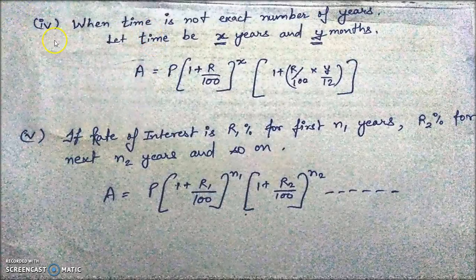So now the fourth formula, when the time is not an exact number of years, let the time be x years, say 3 years, and y months, say 3 months. So the amount is P times the simple part, (1 plus r by 100) to the power x, for 3 years, and the second part, (1 plus (r by 100) times (y by 12)). 3 by 12 is 1 by 4 for the number of months. That's how we calculate it. And for the fifth one, when the rate of interest is r1% for the first n1 years, and r2% for the next n2 years, and so on, this is the formula that we use.